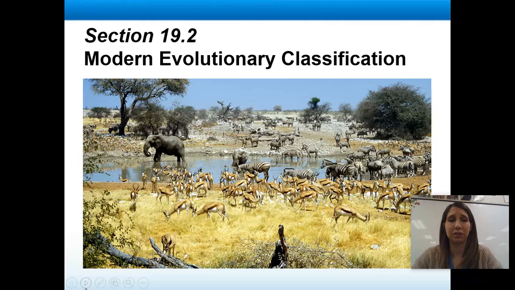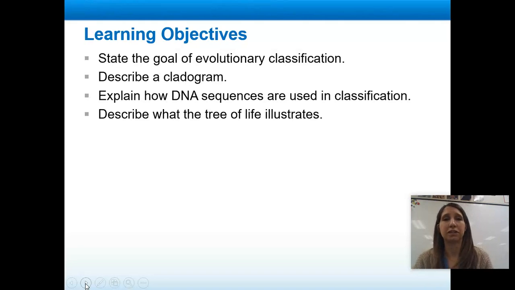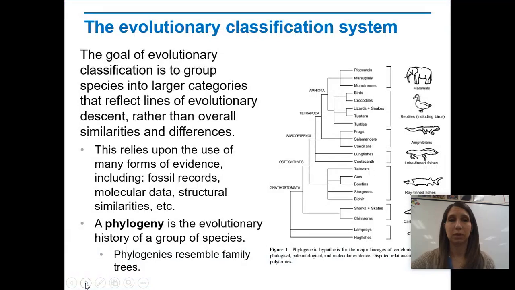So, as always, make sure you get the title here. And then for this section, we've got 4 objectives. We're going to look at why scientists do evolutionary classification, what the purpose is. We're going to talk about these things called cladograms and cladistics. We're going to look at DNA sequences and how those can be used as part of classification. And then relate this all back to Linnaeus's model and what this tells us about what we would call a tree of life, right? These domains and kingdoms that we talked about last time.